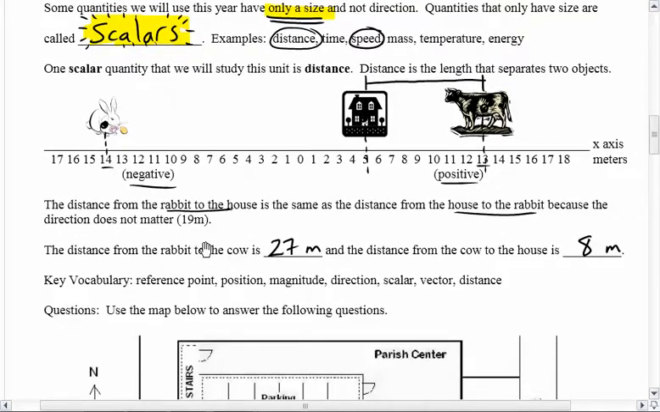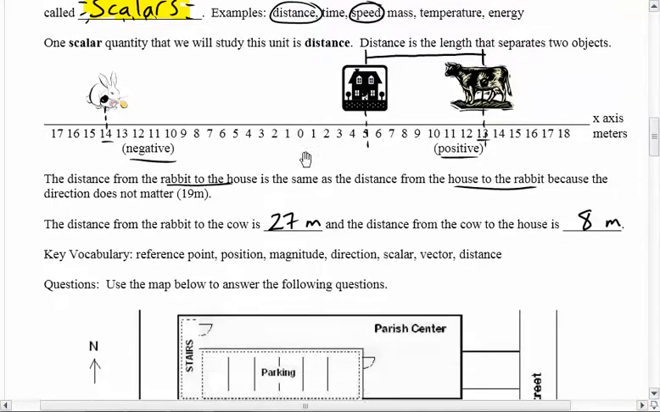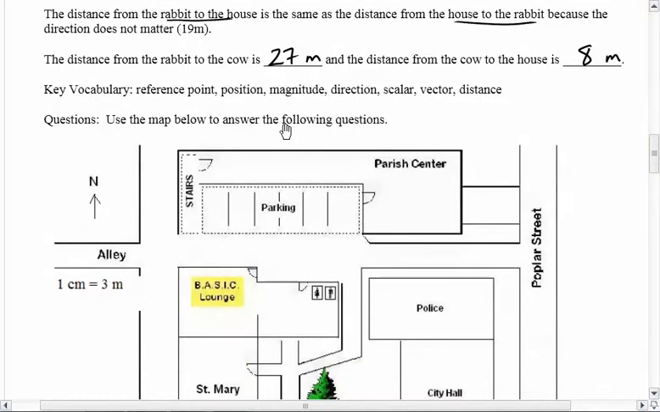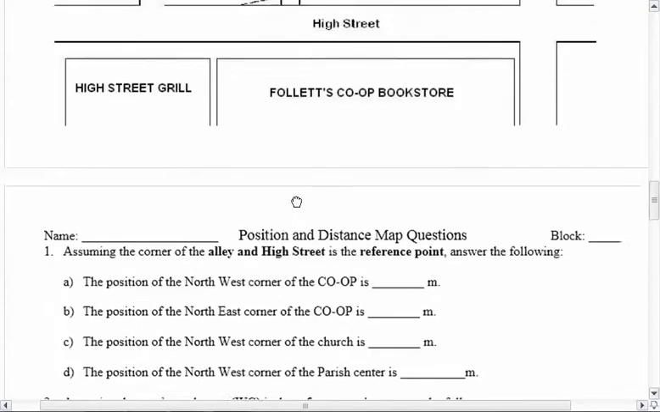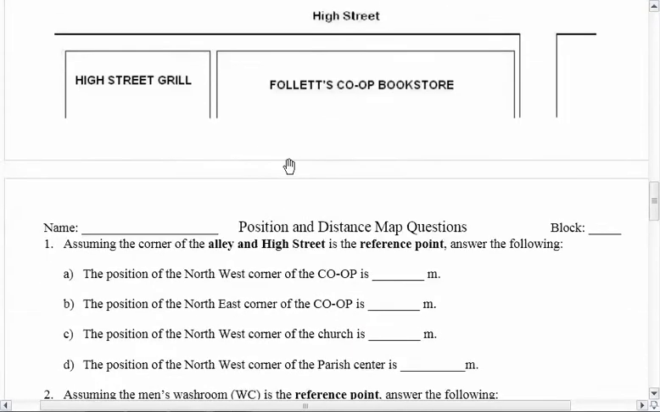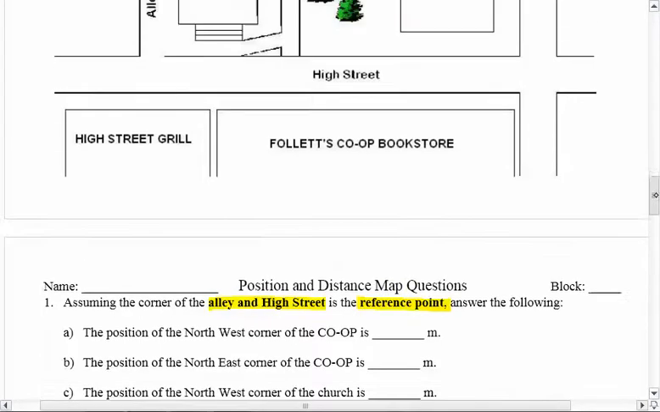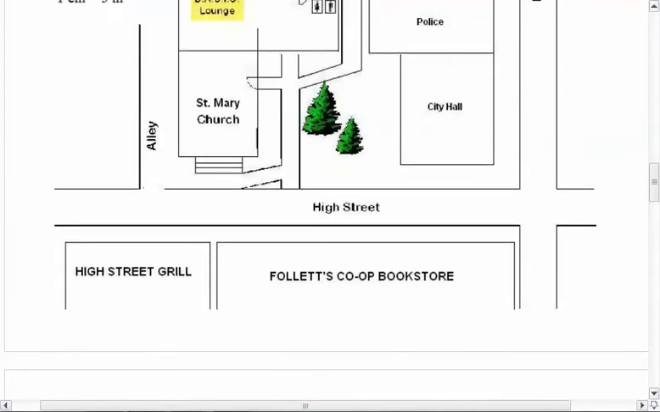Some of the key vocabulary that we're using in this unit is right there, and I'll get you to define that on the very last page. But now we'll do some practice questions. You've got a map, and on the following page are some questions related to the map. We're going to start by assuming that the alley in High Street is the reference point. Assume that this point right here, at the corner of Alley and High Street, is your reference.